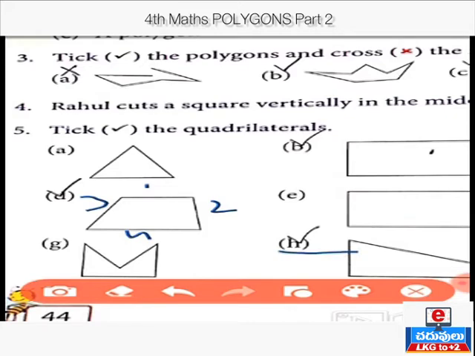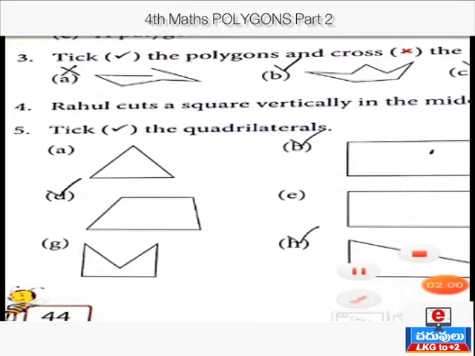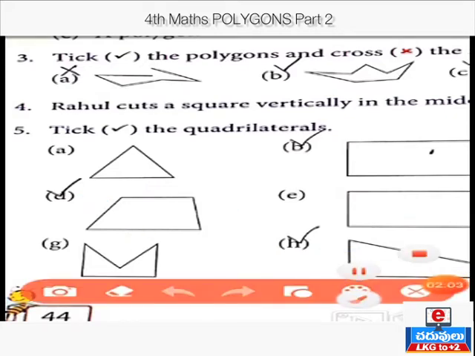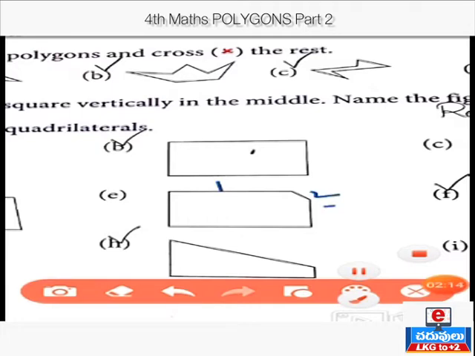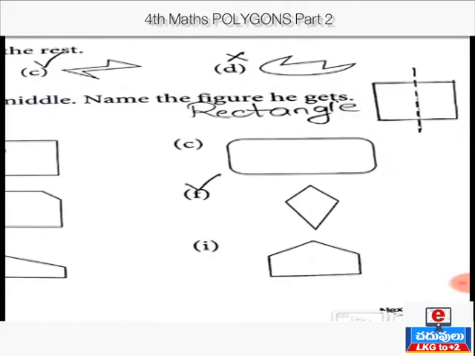Coming to E1. Here how many sides are there, children? You count it. 1, 2, 3, 4, 5. Is a 5-sided shape a quadrilateral? No. A 4-sided polygon is a quadrilateral. This is not a quadrilateral. Coming to F1. Here 4 sides are there. You tick that option. Okay.